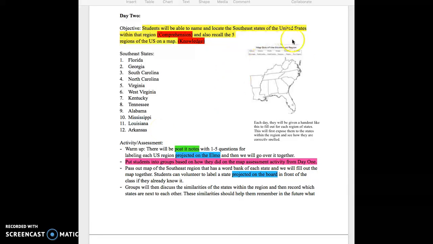This is going to be something that I give them at every lesson, and it's going to be a map of that region, and then it's going to have a word bank with all the states in it so they get access to the correctly spelled states.